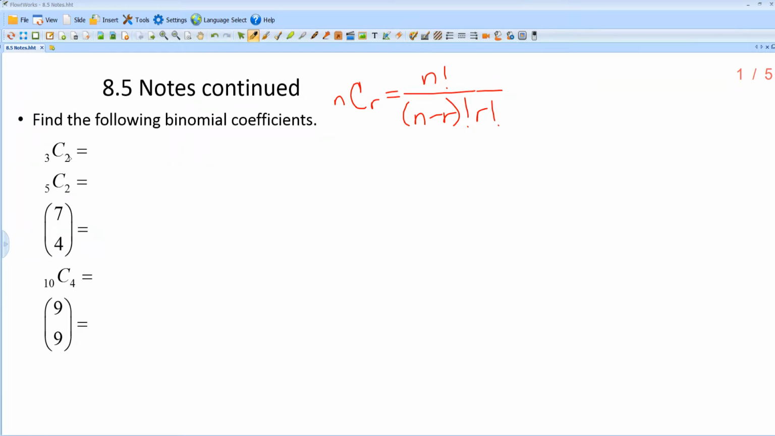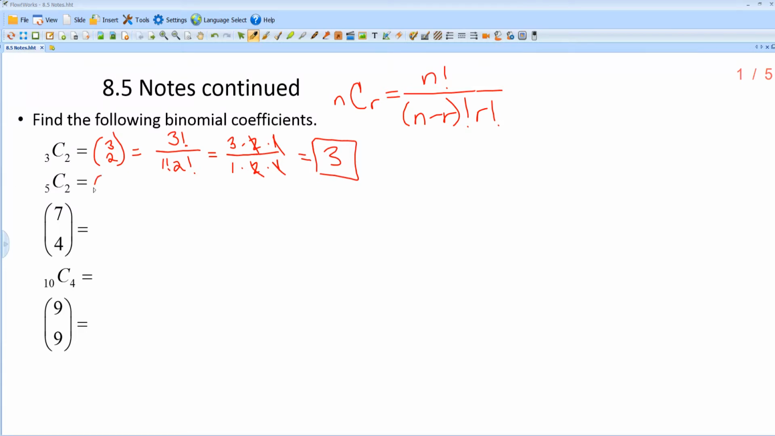So 3 choose 2 means that we're going to have 3 factorial over the difference of these, 1 factorial, times r factorial, which would be 2 factorial. Factorial means that I'm multiplying, so 3 times 2 times 1 over 1 times 2 times 1. The 2's and 1's cancel, and I just get 3. So I would know then that the binomial coefficient here is 3.